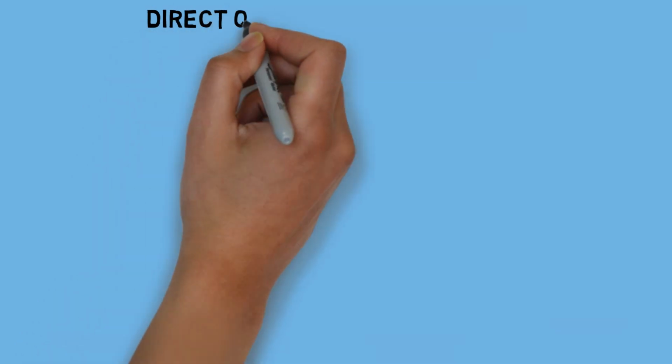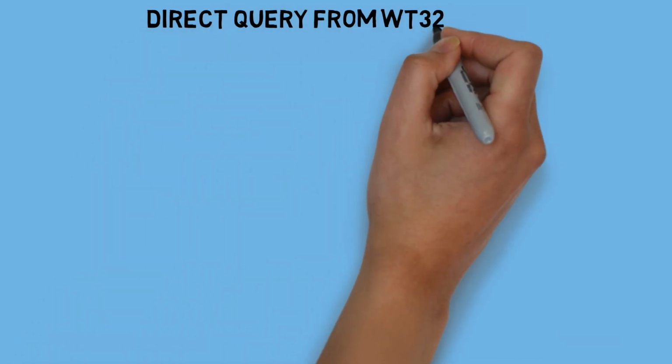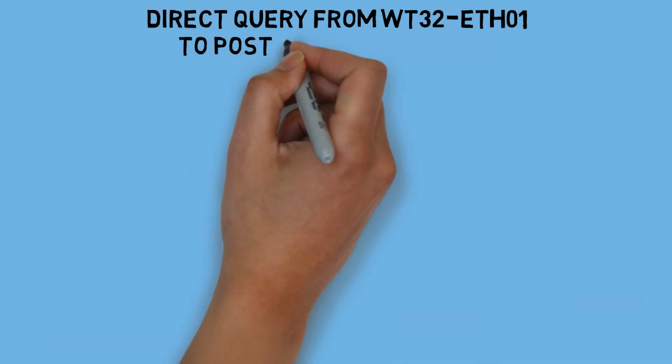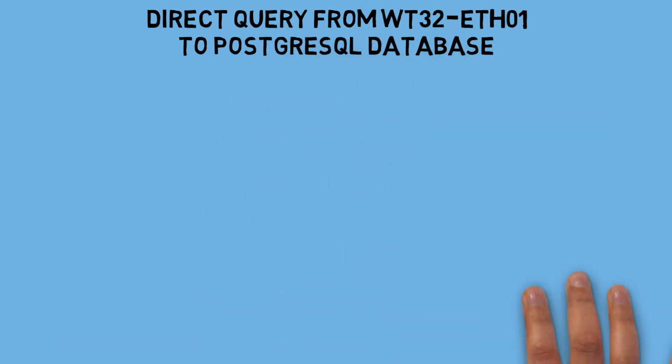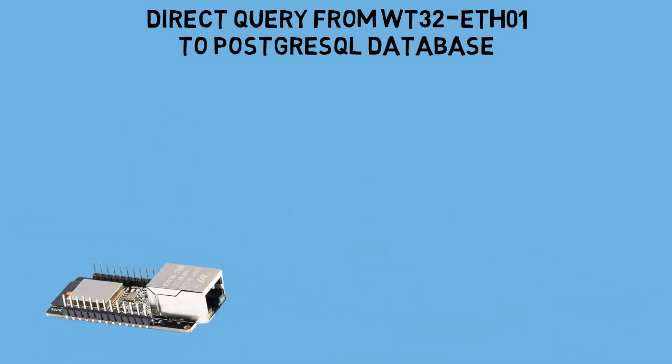In the previous video, I explained how to perform direct query to PostgreSQL database from ESP8266 board. In this video, I'll be using the WT32-ETH01 board. Still using the DHT11 sensor as an example, we'll be sending temperature and humidity data to the database.